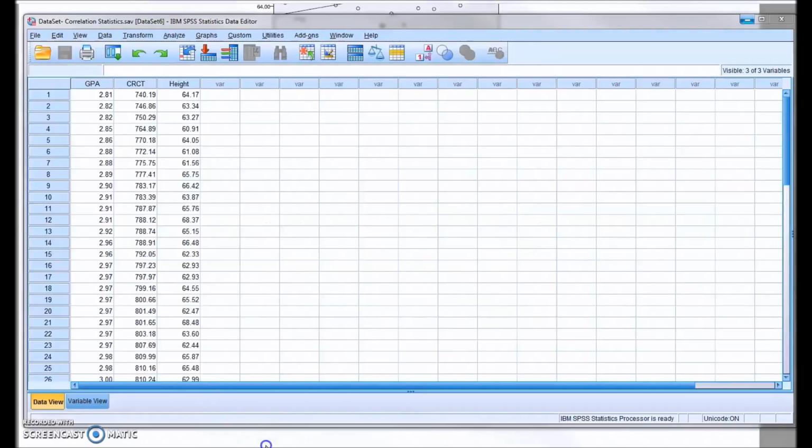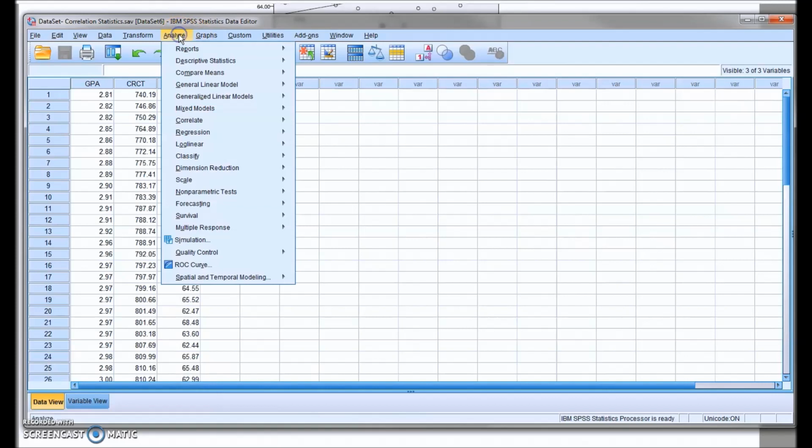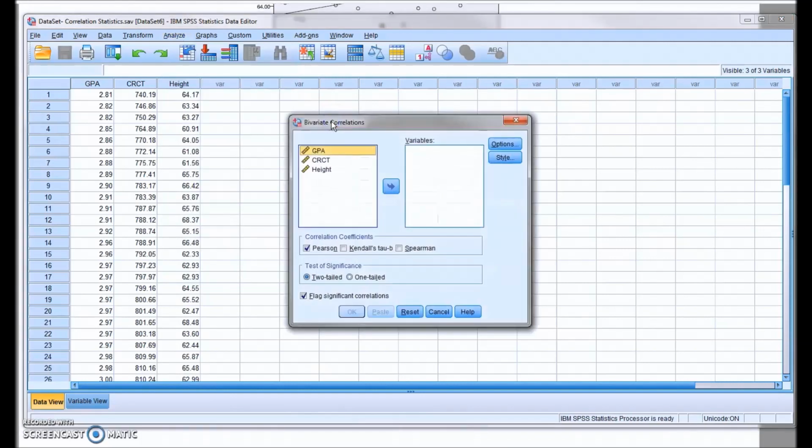So let me go back to my data and I want to do analyze and I want to correlate. I'm going to do my Pearson's R. So I am going to select all my three variables because this is the Pearson that I want to do. I want to make sure and put it in the dialog box. I want to also make sure the Pearson is checked, and then the significance is I'm doing a two-tailed.